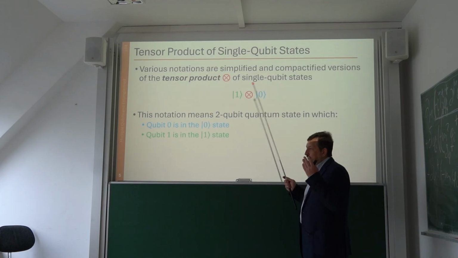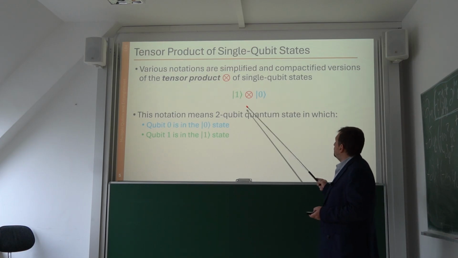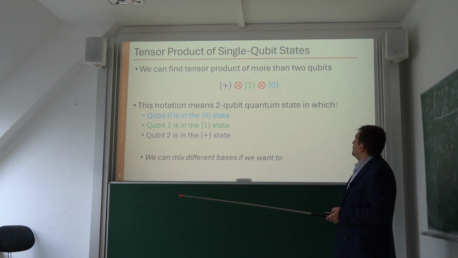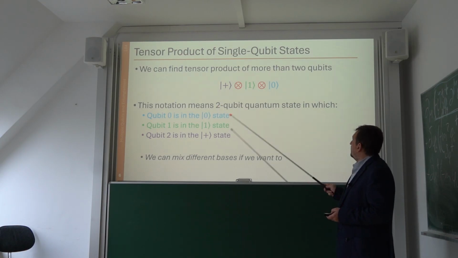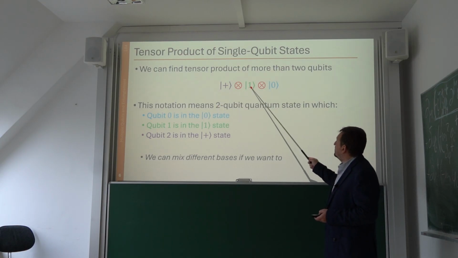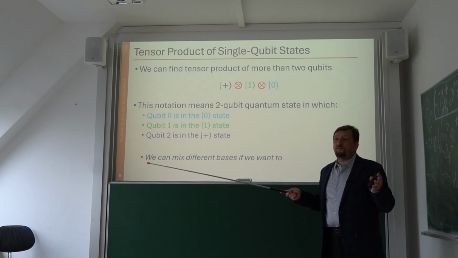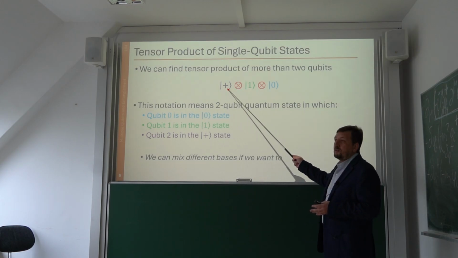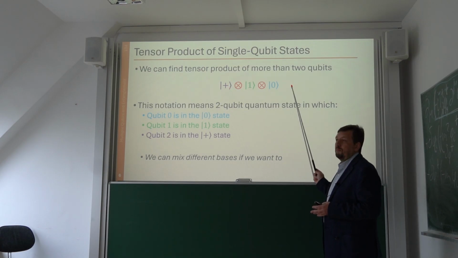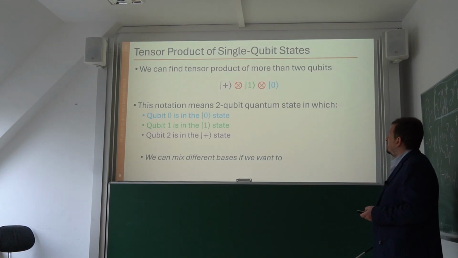Here I have a single qubit state, and a single qubit state. This notation means qubit 0 in the state 0, qubit 1 in state 1. So we can form the tensor product of as many qubits as we want. Here I have qubit state 0, qubit state 1, and here qubit state plus. So I mix different bases. Sometimes it is very convenient to use such mixed notations, because if I would write the state plus in the computational basis, I would get 2 terms.